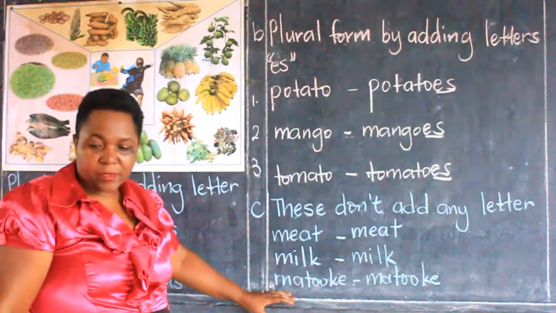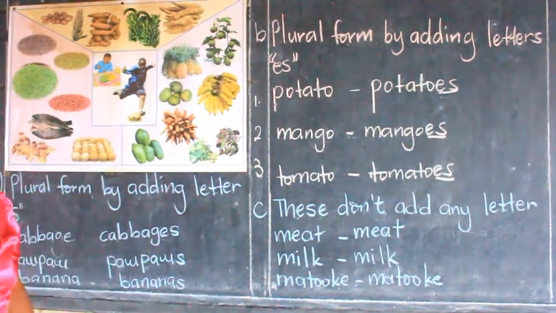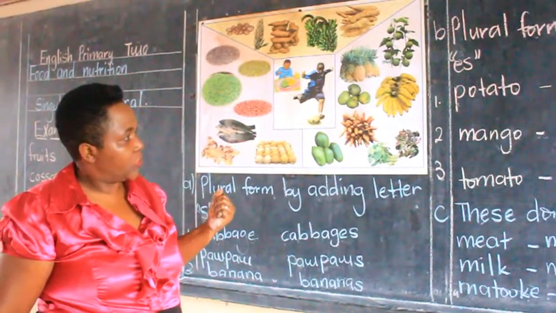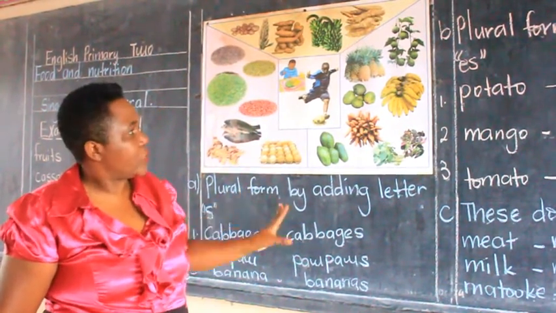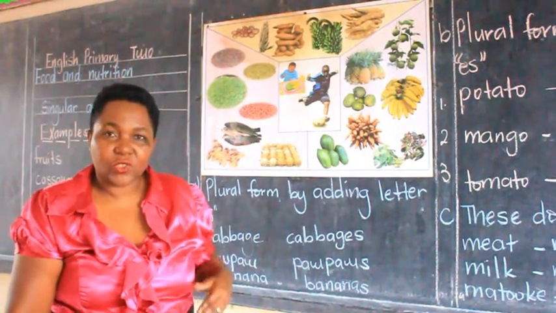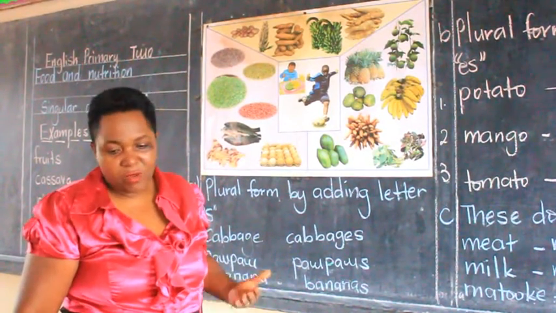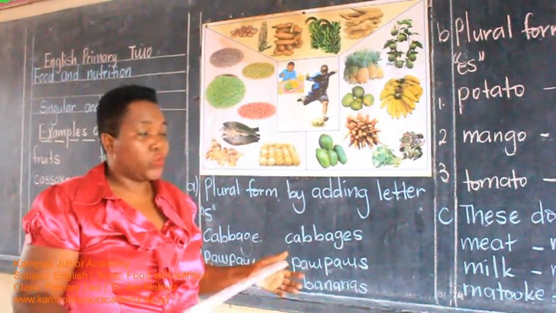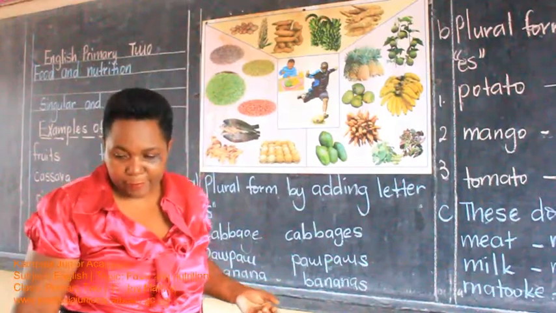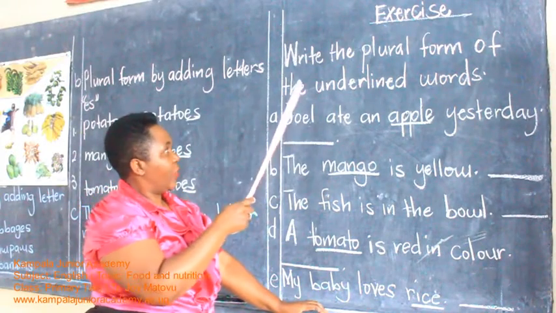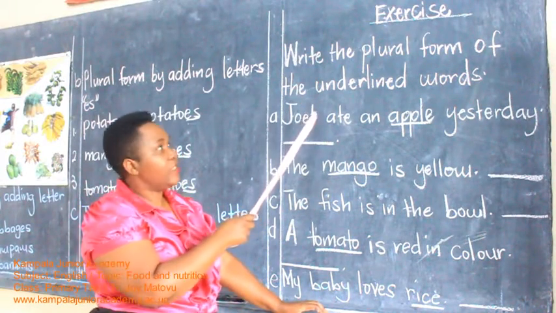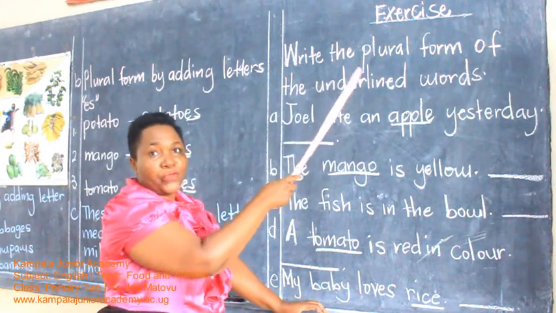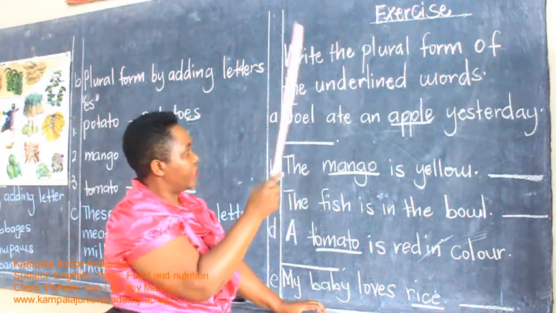And many others. Hope we have picked something in today's lesson. We are looking at the different types of food, and in literacy we looked at the uses. Our interest in English is not the uses, but the plural form. Now I'm going to give you an exercise that you will do in your free time. So this is our activity. The instruction says, write the plural form of the underlined words.